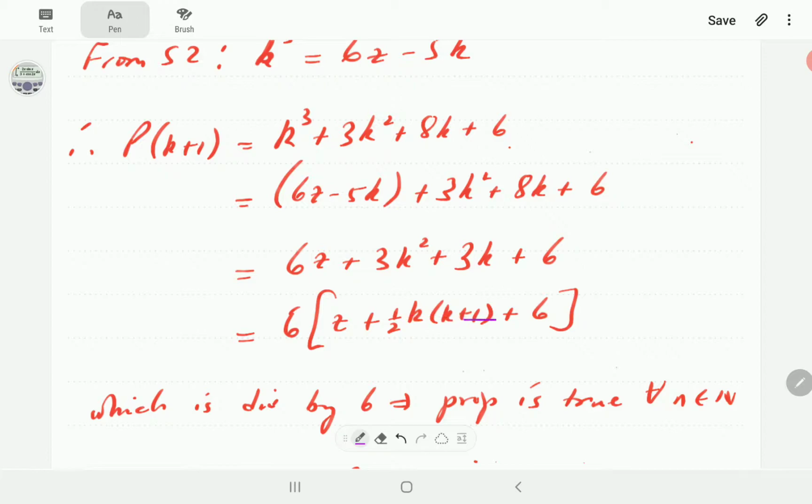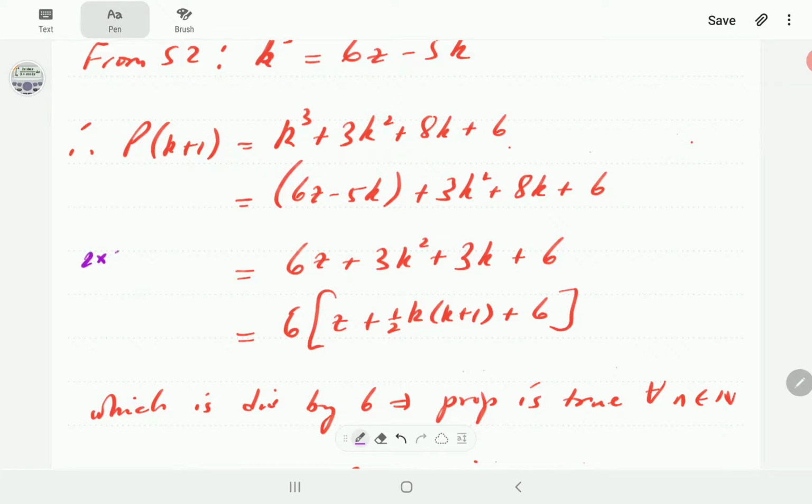This one is even, this will be odd. So the product of one integer times the next integer is always going to be even. So this is even. So half of an even number is always going to be an integer.